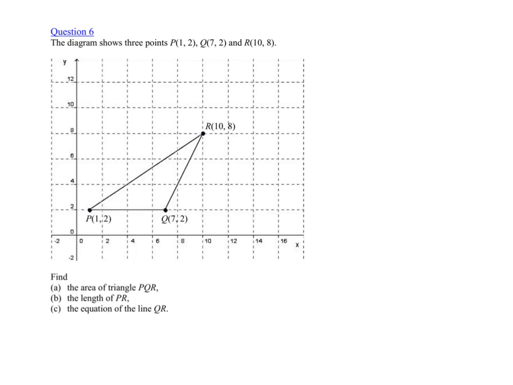Now, without further ado, I shall begin with question number 6. The diagram shows these 3 points, P, Q, R. It's a triangle. Part A asks us to find the area of triangle PQR. If I want to find the area of a triangle, it's given by half times base times height. So I know that this is my base, but where is my perpendicular height? Point R is down here. I need to go down perpendicularly to touch the base. So my height is actually down here.